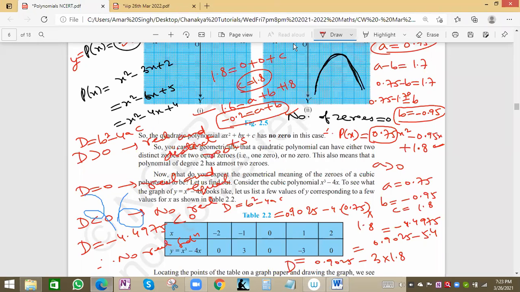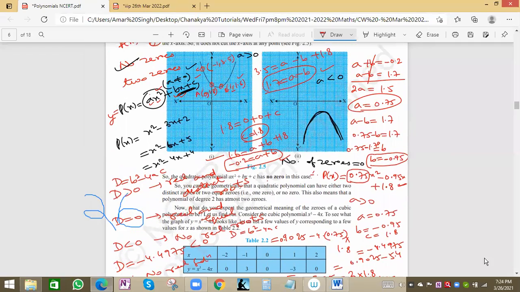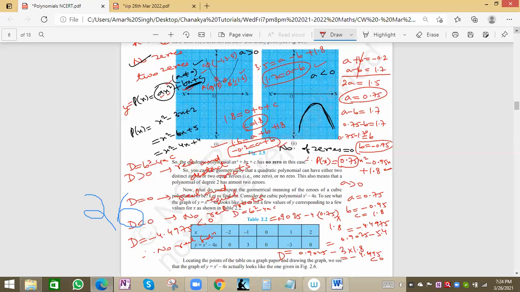So here, based on the D value, we got D as negative, minus 4.4975, which means less than 0. That means no real roots. We are getting the same solution, because we can see this graph will not cut the x-axis, which means no solution. So from the D value also we got the same answer.